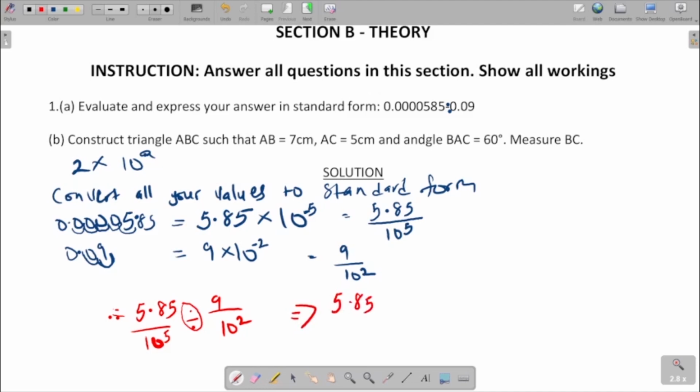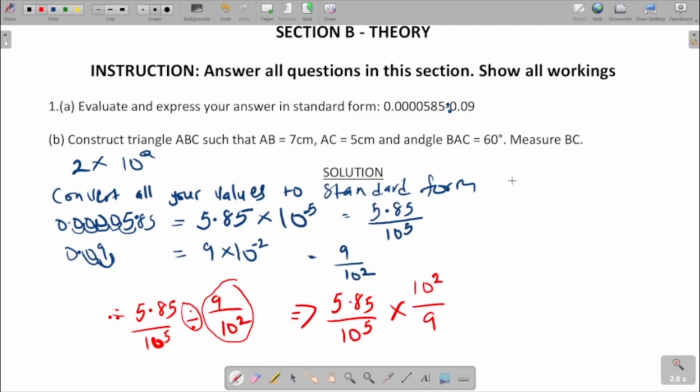5.85 over 10 raised to power 5. We change division to multiplication. Then we bring the inverse of it, that is, we turn this upside down. So we have 10 raised to power 2 over 9. Now we have 10 raised to power 2 over 9.